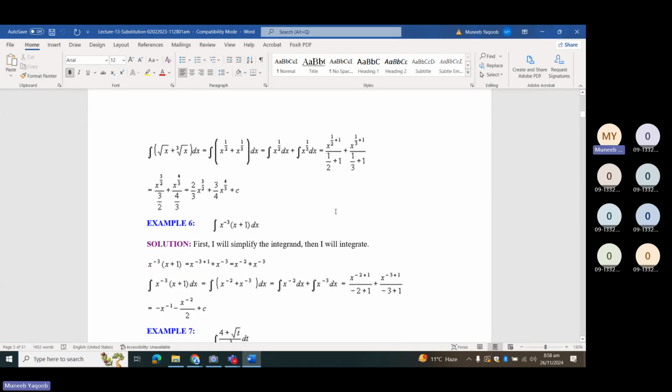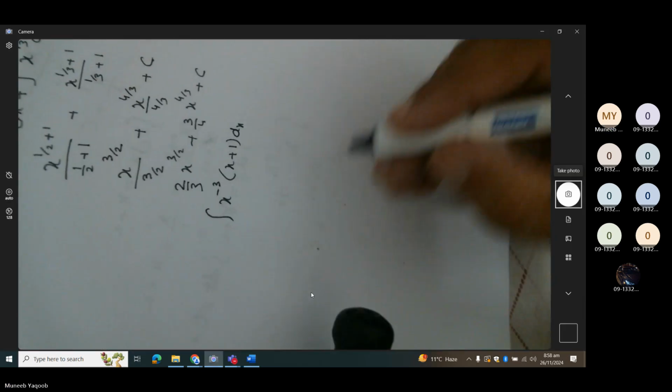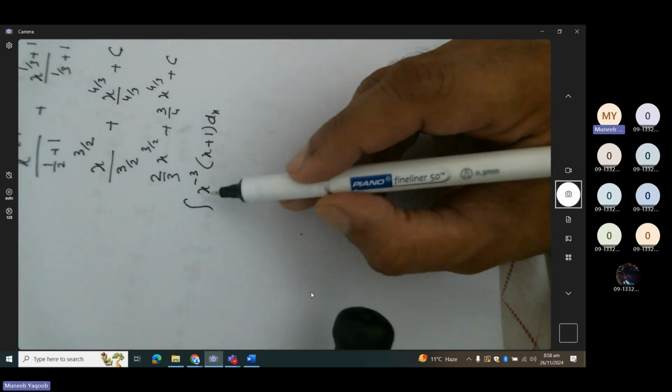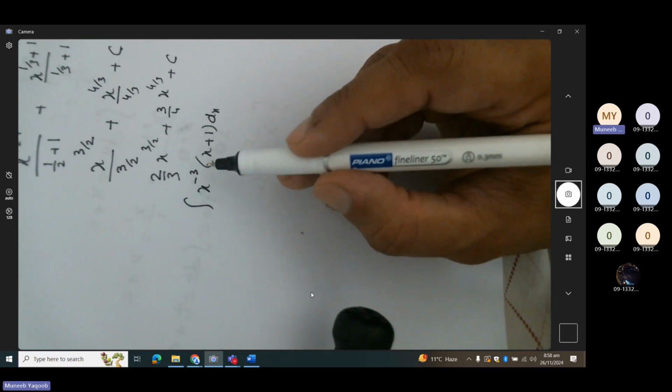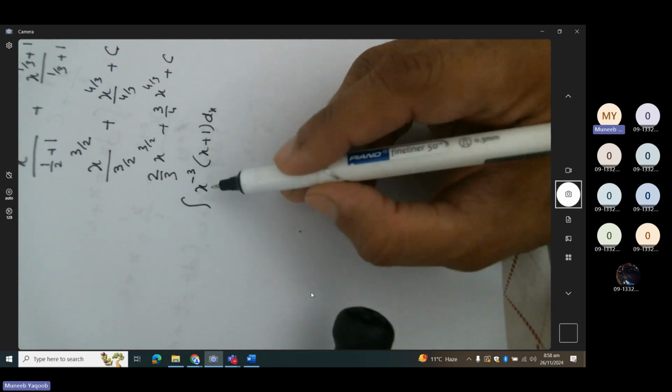Now example number 6. In example number 6, we are to integrate the product of x power minus 3 and x plus 1. So we are to integrate this thing. So how will we do this? Again, if we are to integrate x power minus 3 and the product of x plus 1 with it, first of all, we will multiply.